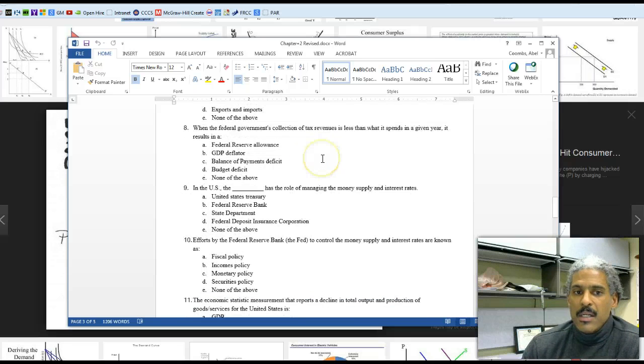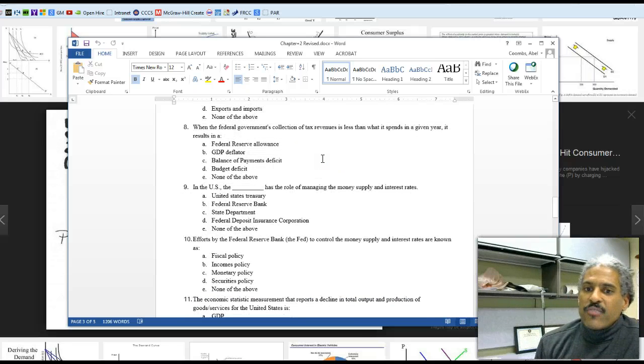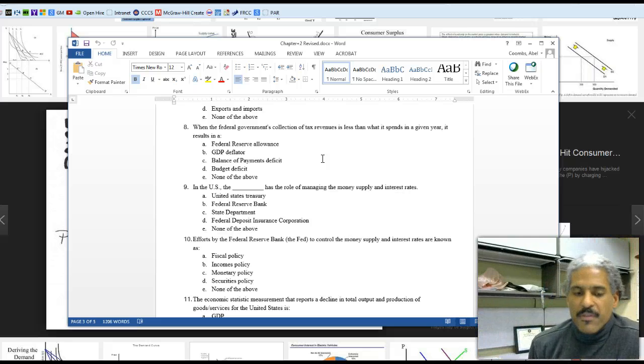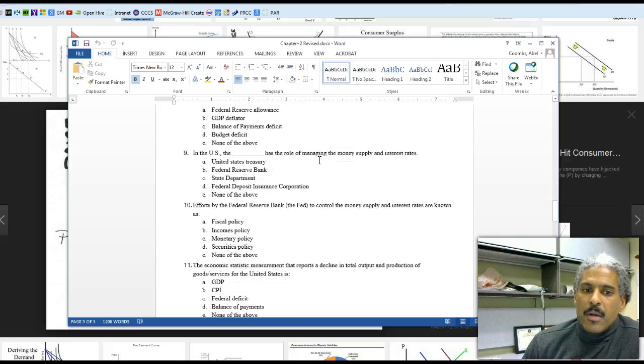Fiscal policy. When the federal government's collection of tax revenues is less than what it spends in a given year, it is D, budget deficit. So we took in money, but we spent more money. Deficit. Let us continue on.